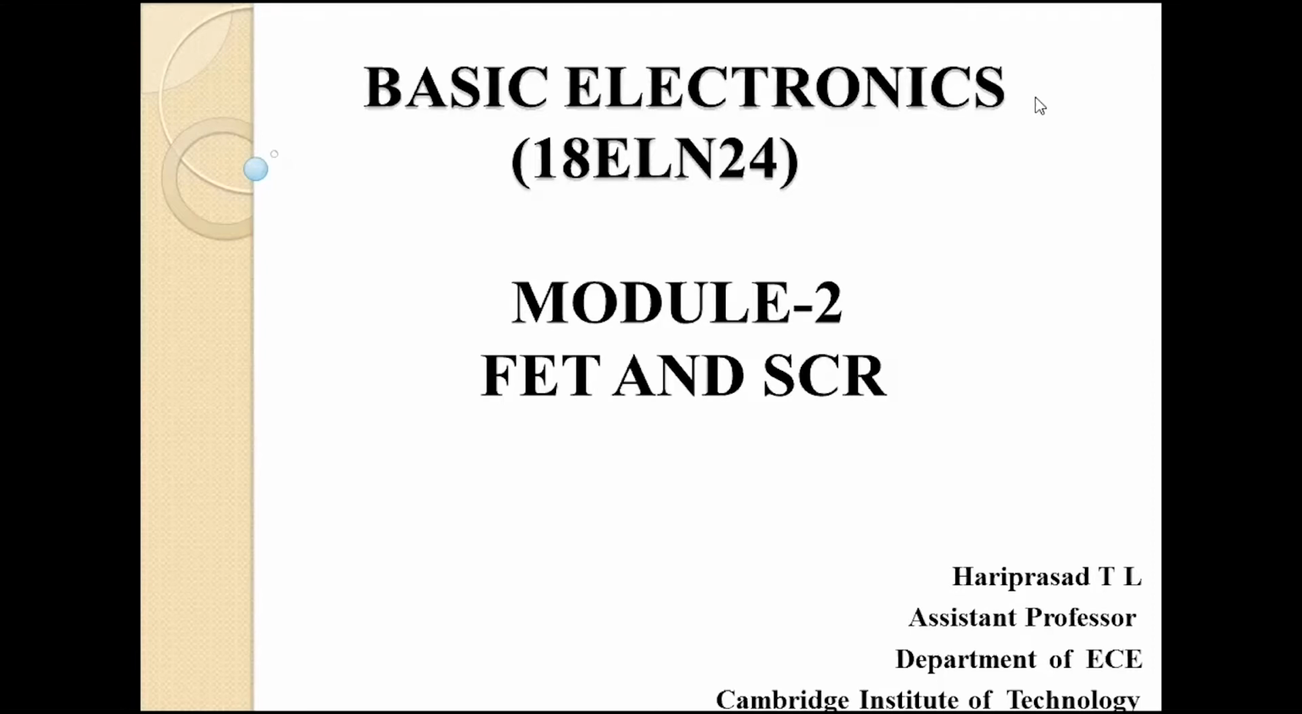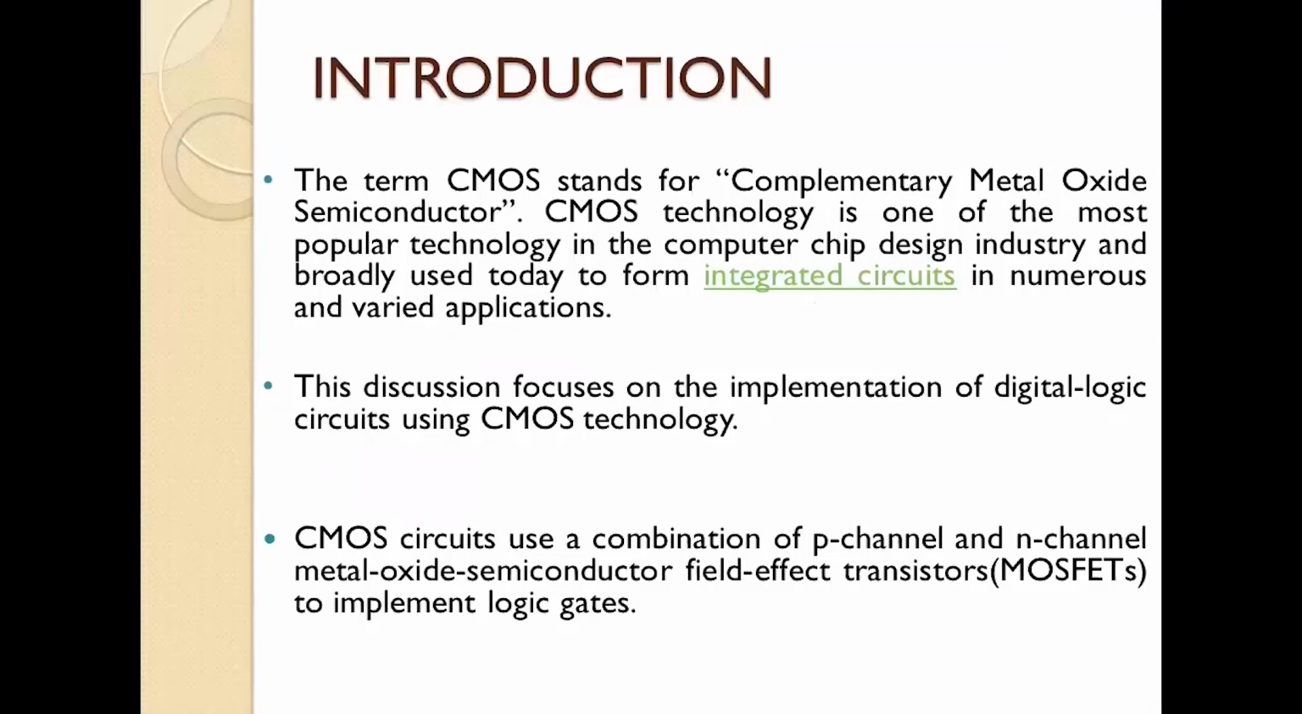Coming to NMOS, NMOS is built on a P-type substrate. So you know the N-channel enhancement MOSFET has a P-type substrate. That's why NMOS is built on a P-type substrate with N-type source and drain diffused on it. In NMOS, the majority charge carriers are electrons.